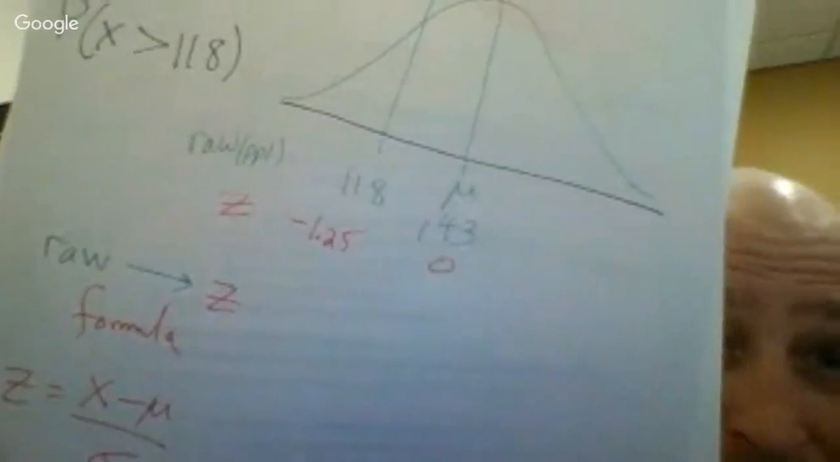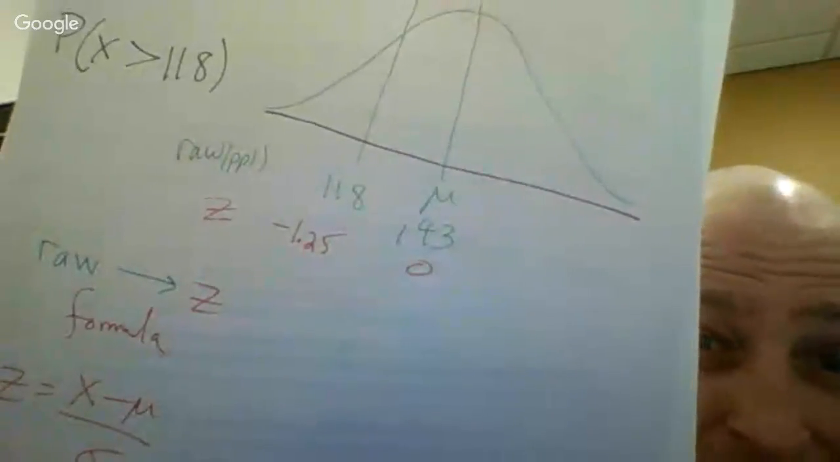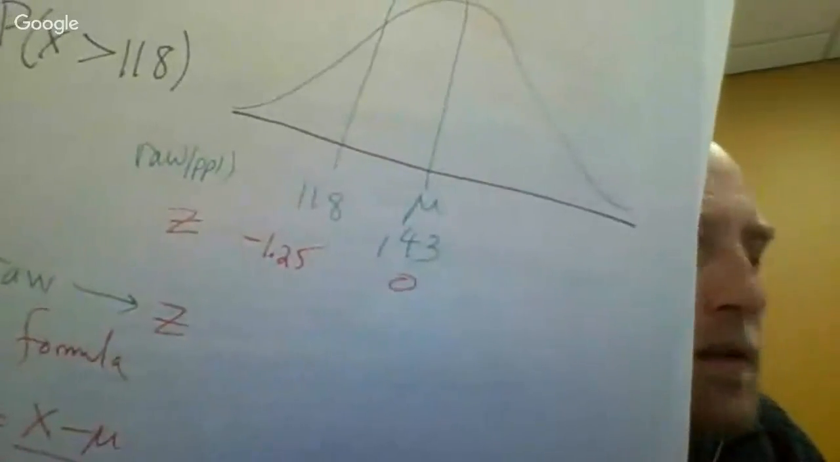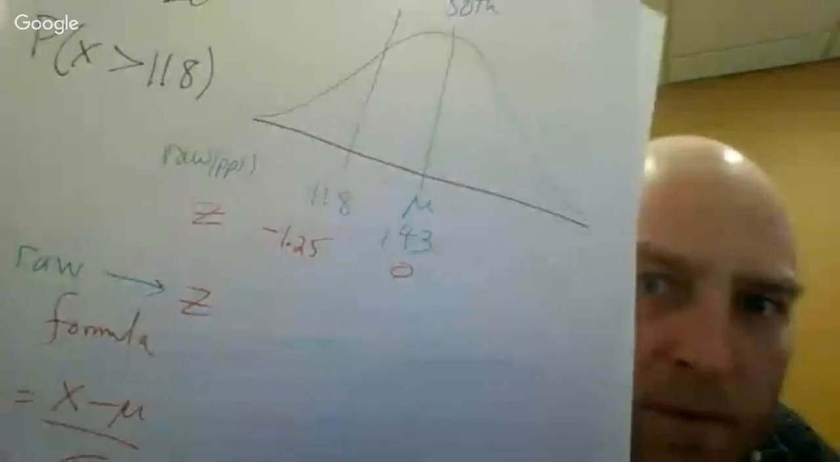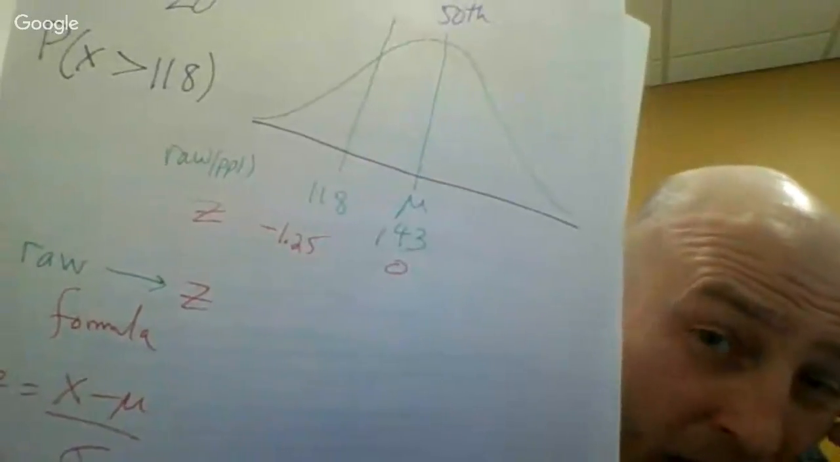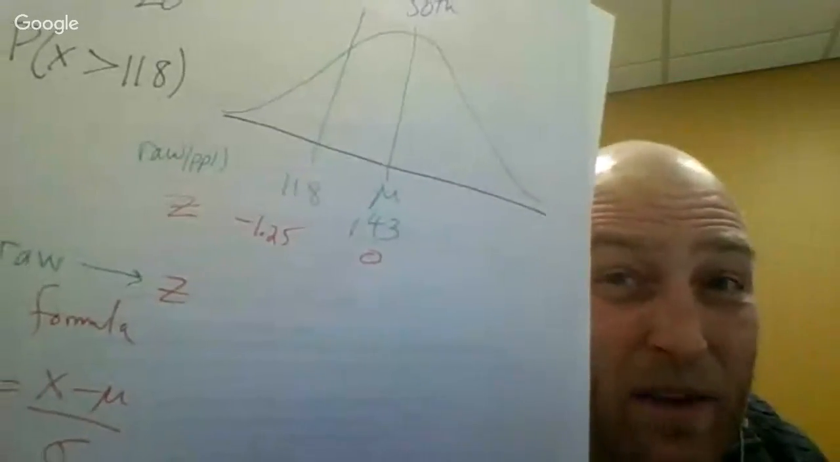Distance and direction. The distance is 1.25. The direction is negative because 118 is less than the mean. If I had gone 25 units above the mean, I would still have a z-score of 1.25, but it'd be in a positive direction, wouldn't be negative. So 3a, z-score is negative 1.25.